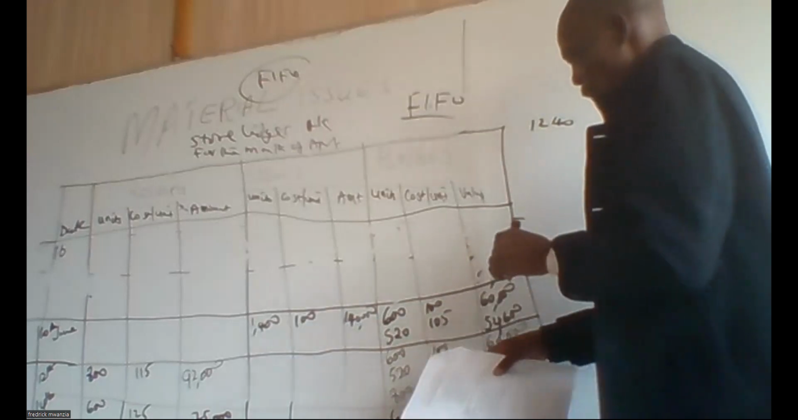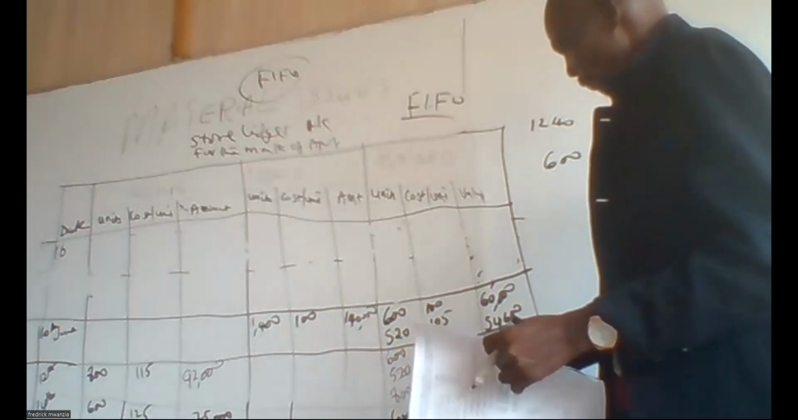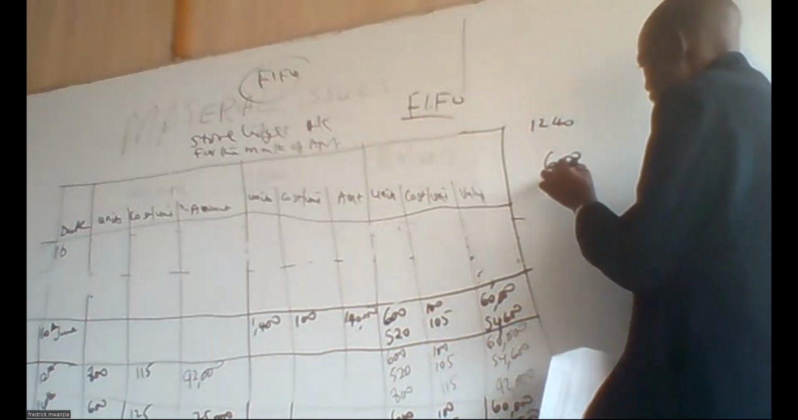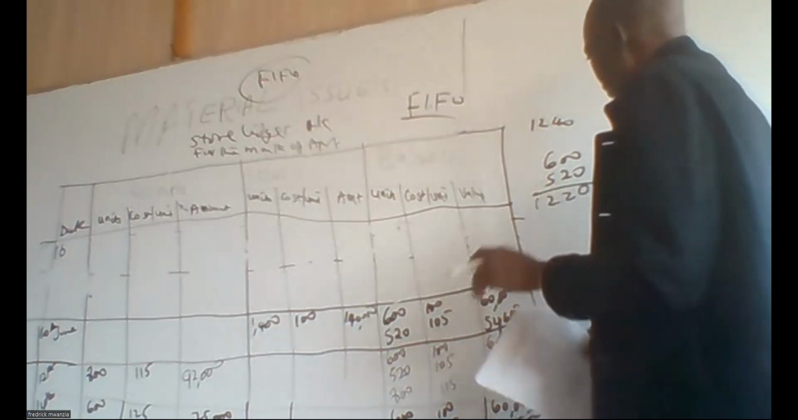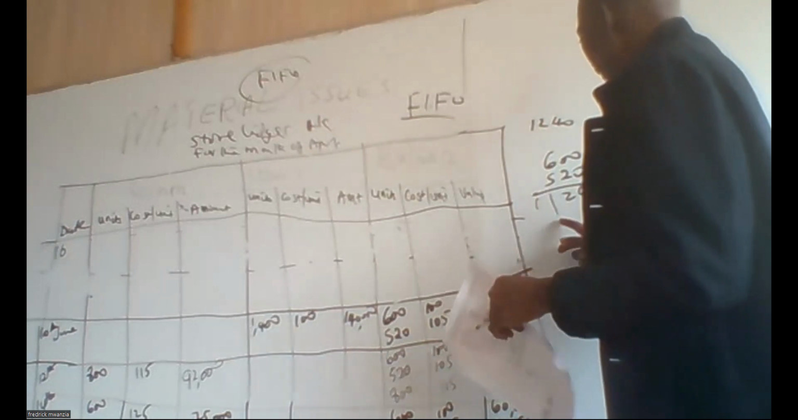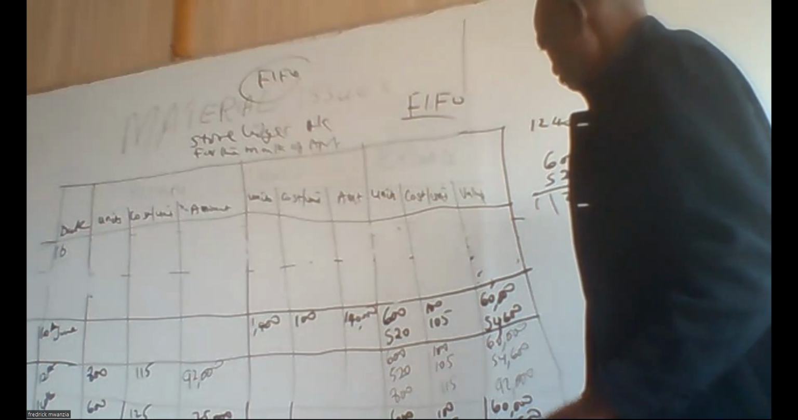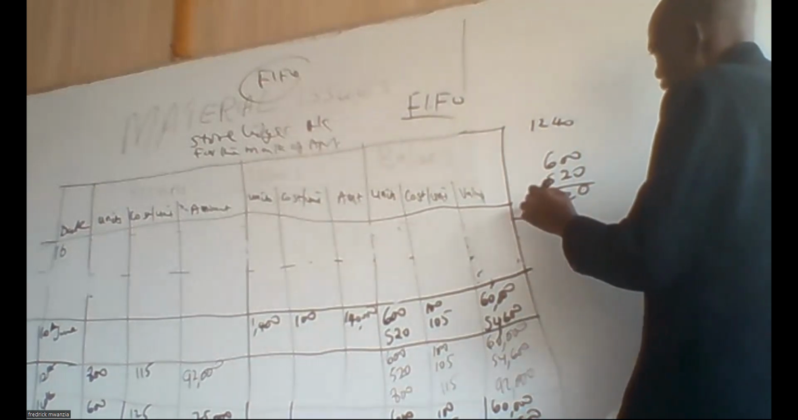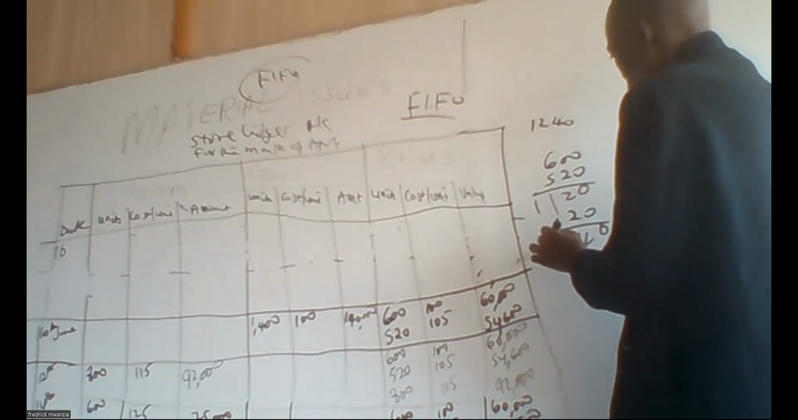1,240. The first one is to go at 600. Then 520 follows that, that is 1,120. You can see that's 1,120. 16 is 120, so 120 comes out of that. Of course 120 comes from that. So we have this, another 120.